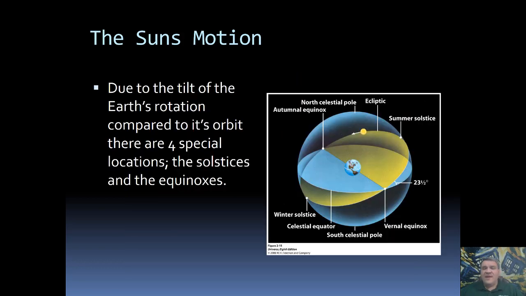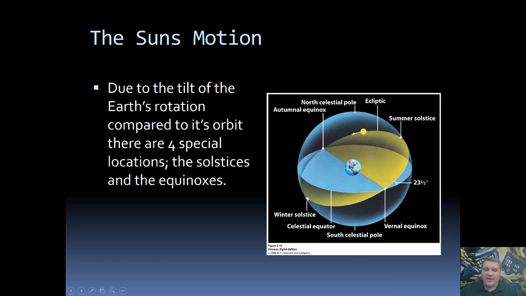Okay, so because the ecliptic is tilted compared to the celestial equator, make sure you understand all of those terms. Remember, the celestial equator is the projection of the Earth's equator out onto the celestial sphere, and the ecliptic is the path of the sun in our sky. Because the Earth is tilted compared to its orbit around the sun, this means that the ecliptic is tilted compared to the celestial equator. And it's that same 23.5 degrees that we saw before. So because of this tilt, there are actually 4 special locations.